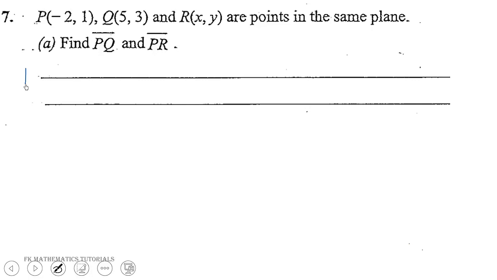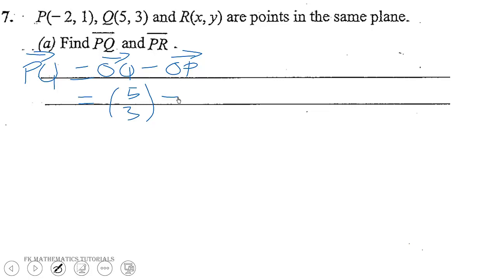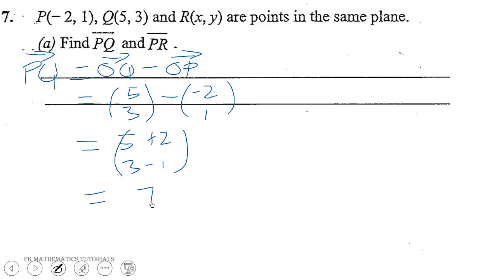So recall that vector PQ is position vector OQ minus position vector OP. So that will give us OQ to be (5, 3) minus OP to be (-2, 1). So this will give us 5 plus 2, then 3 minus 1. So that will be equal to (7, 2).